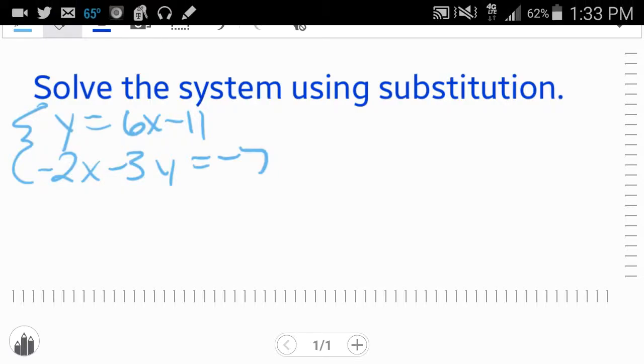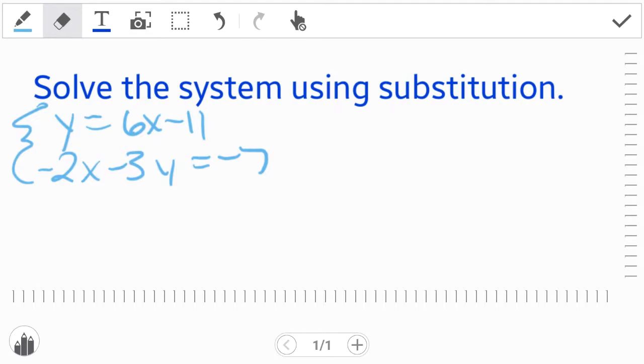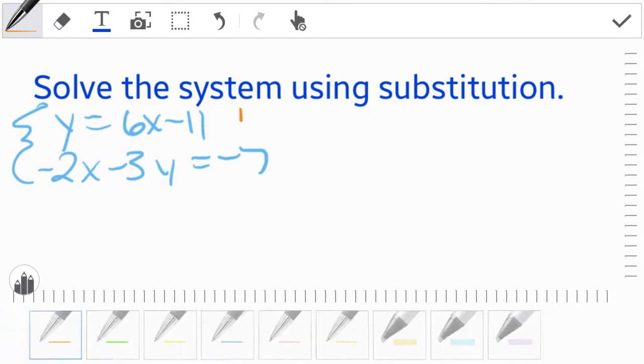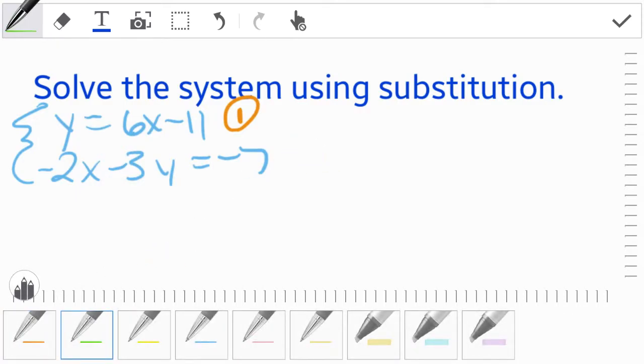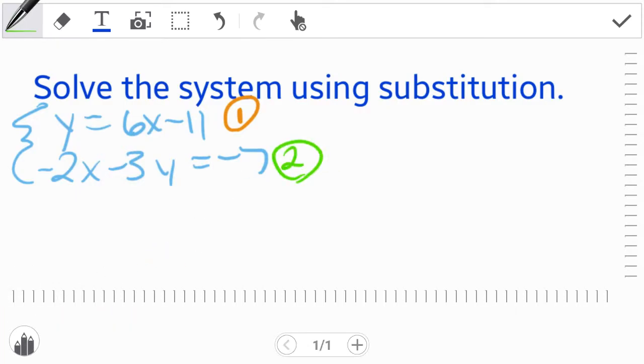For example 1, it wants me to solve the system using the substitution method. So here's my system. It has two equations. The first equation is y equals 6x minus 11. And the second equation is negative 2x minus 3y equals negative 7.